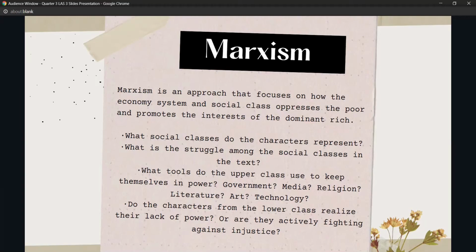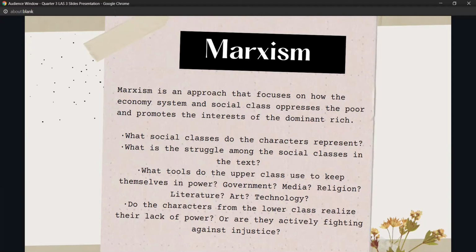What social classes do the characters represent? What is the struggle among the social classes in the text? What tools do the upper class use to keep themselves in power? Government, media, religion, literature, art, technology? Do the characters from the lower class realize their lack of power? Or are they actively fighting against injustice?